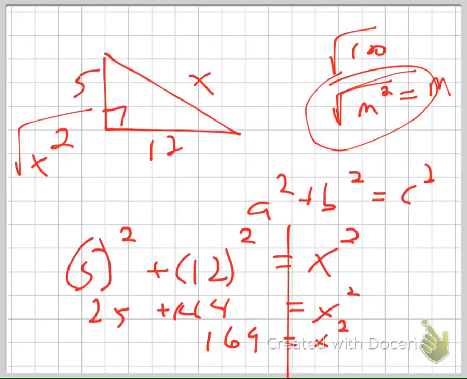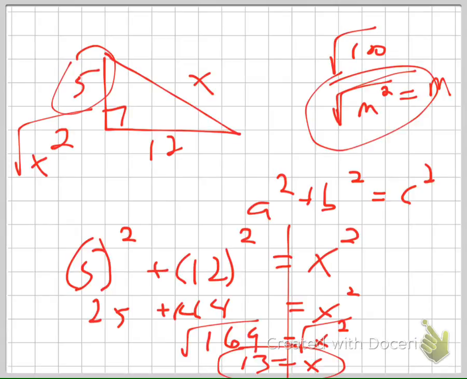X. So watch here. You can do whatever you want to an equation, as long as you do it to both sides. Square root, square root. What's the square root of x squared again? X. What's the square root of 169? 13. Remember, we decided that it was 13? Okay. What about this? I'm going to give you another one.